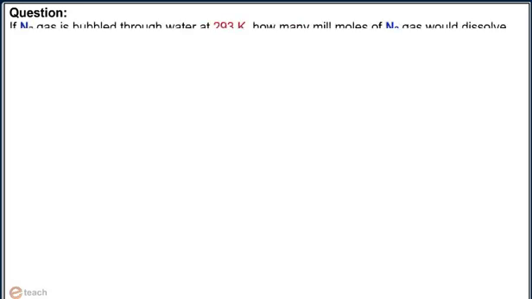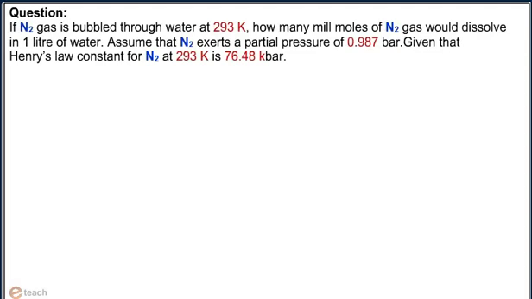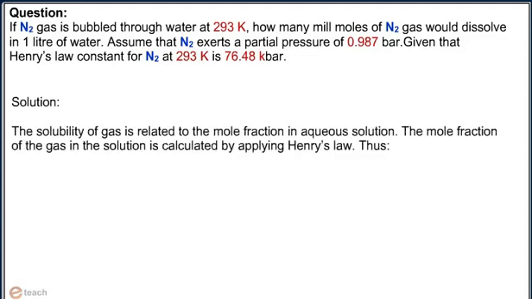Let us take an example on solubility. If N2 gas is bubbled through water at 293 Kelvin, how many millimoles of N2 gas would dissolve in 1 liter of water? Assume that N2 exerts a partial pressure of 0.987 bar. Given that Henry's law constant for N2 at 293 Kelvin is 76.48 kilobar.